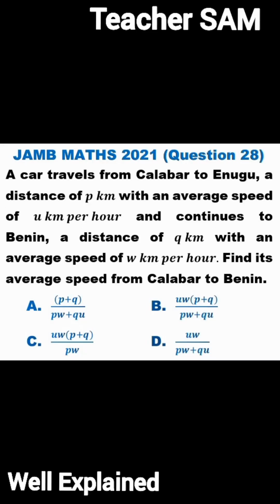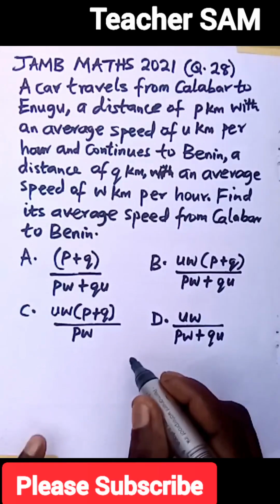A car travels from Calabar to Enugu, a distance of p km with an average speed of u km per hour, and continues to Benin, a distance of q km with an average speed of w km per hour. Find its average speed from Calabar to Benin. We have options A to option D. Solution.